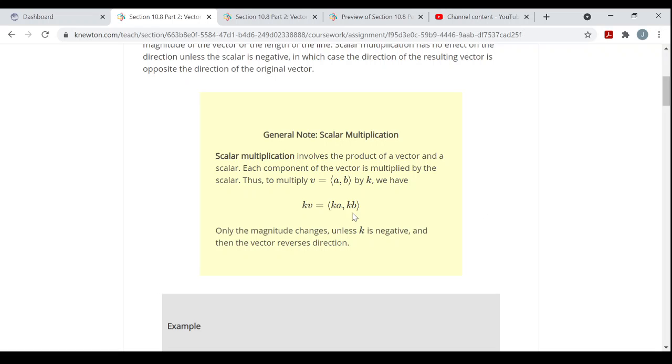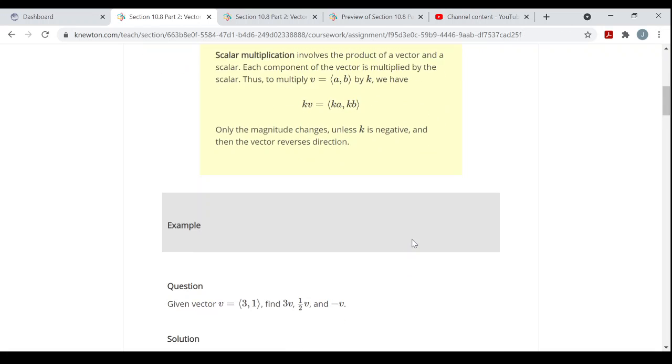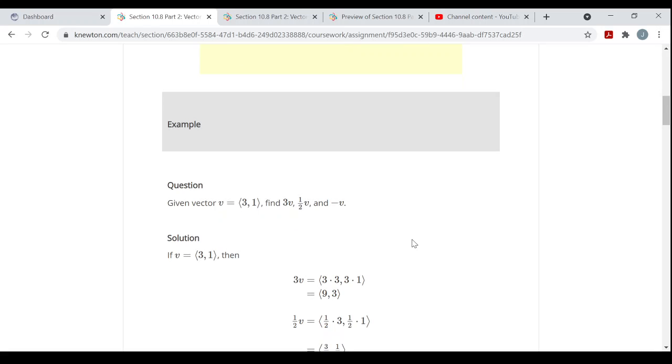So scalar multiplication is very simple. Just like vector addition was pretty easy, you just added corresponding components. Well, when you multiply a vector by a scalar, say the number k, say k times vector v here, you just multiply each component by k. It is that simple. So again, only the length will change unless k is negative, and then the vector reverses direction. And they give you some examples here.